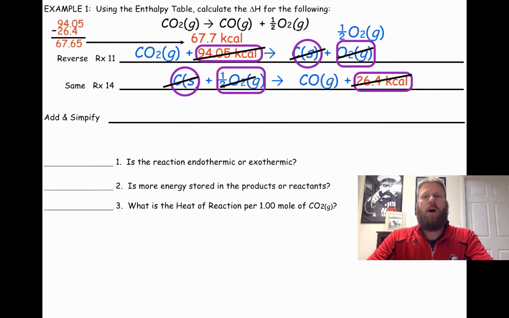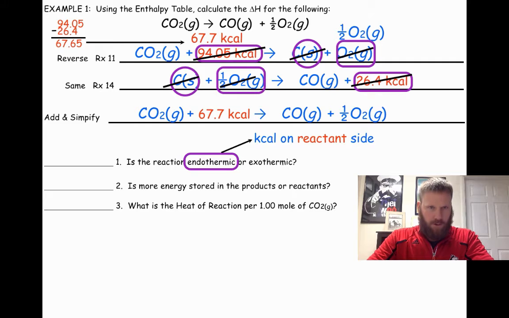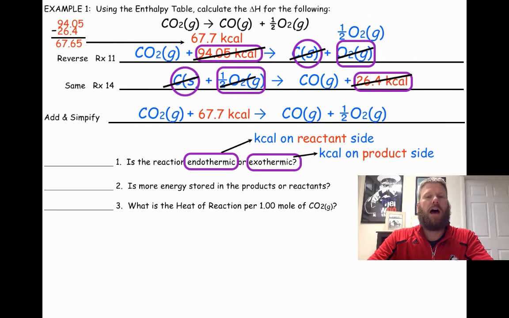Notice that we now have the overall reaction that we are trying to achieve. 1 CO2 plus 67.7 kcals produces 1 carbon monoxide and 1/2 O2. Now let's answer these questions. Is the reaction endothermic or exothermic? Remember, for an endothermic process, the energy will be on the reactant side, while for an exothermic process, the energy will be on the product side. Since we have 67.7 kcals of energy as a reactant, this is an endothermic process.